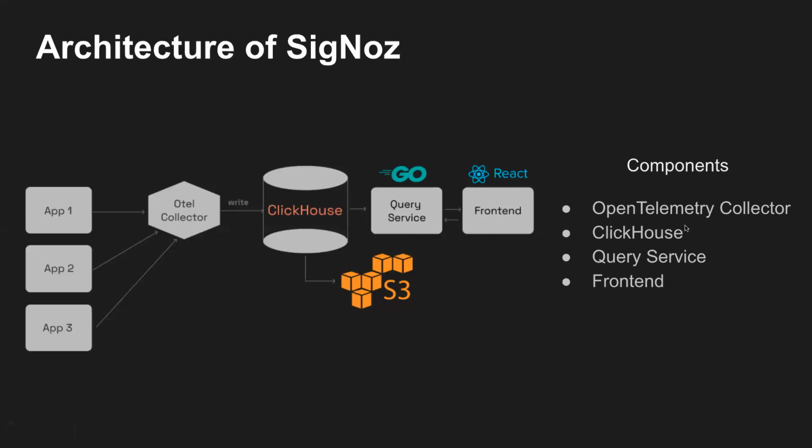So these are the basic components that we have: the OpenTelemetry Collector that receives the data in the first hand. Then ClickHouse, which stores the data. We have the query service, which queries data from ClickHouse and interfaces to the front end. And the front end is the React UI that we can see.